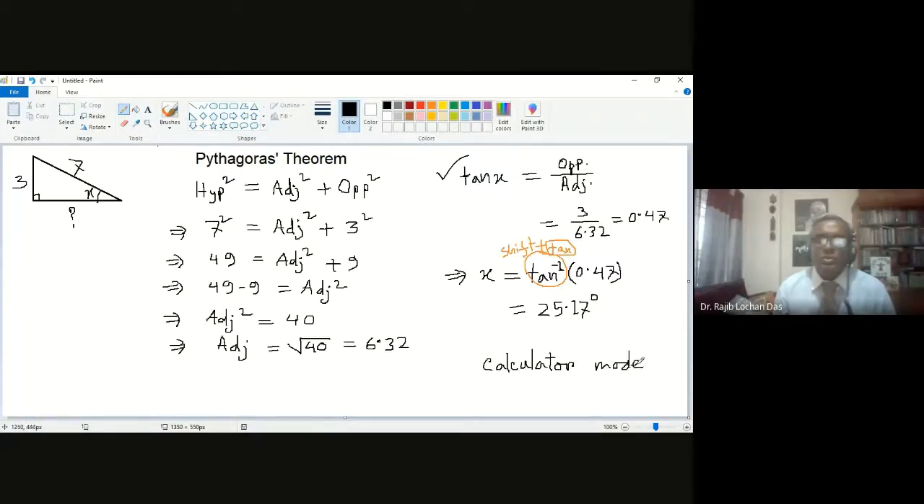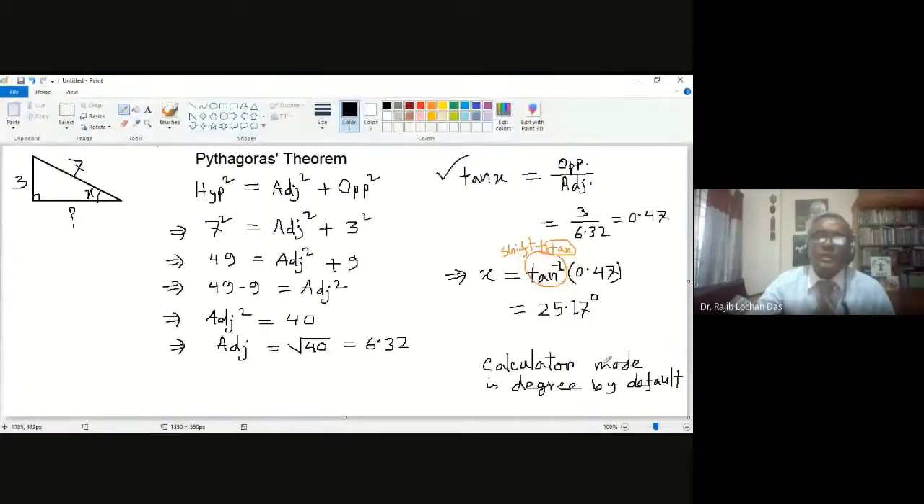You check if you have changed it. That is sometimes important. If the mode is grade or the mode is radian, then the answer will be also different. So be careful. So this is the x calculation.